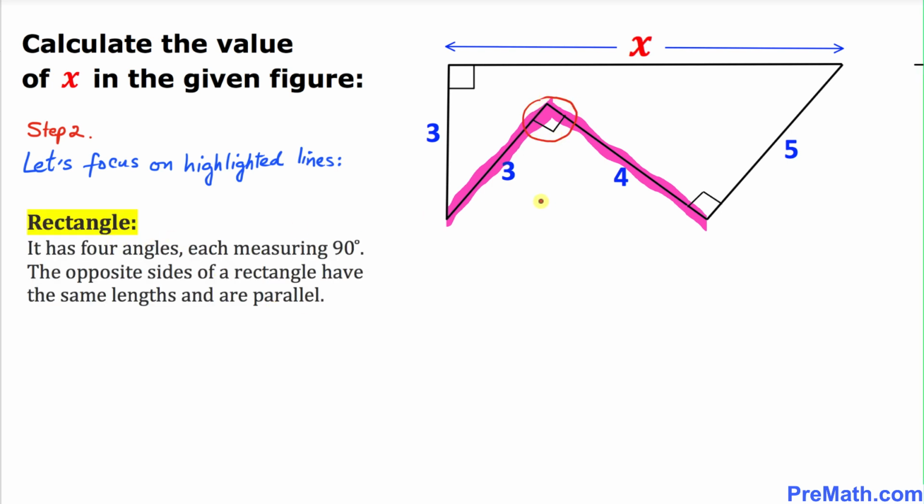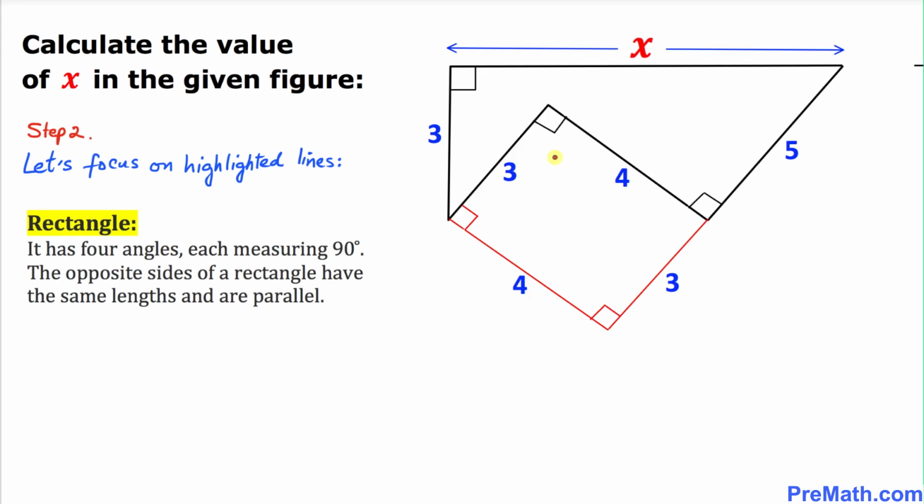So therefore we can draw a rectangle, and a rectangle has four angles. Each angle is 90 degrees, and the opposite sides of the rectangle have the same length and are parallel. So that means I can draw this 90-degree angle over here, and likewise I can extend these, and this is a 90-degree angle as well, and this is 90 degrees as well.